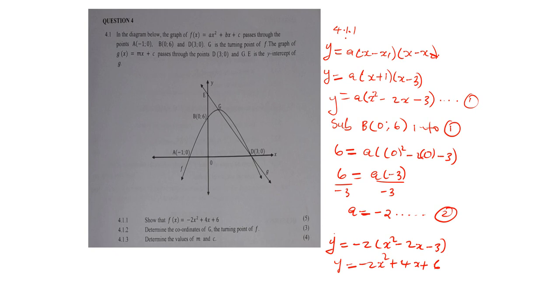Then y is equal to negative 2x squared plus 4x plus 6. This is the equation, so you can safely write it as f of x, therefore f of x equals negative 2x squared plus 4x plus 6. That's how it's done. Now we are done with this task. Now let's go on to other problems.